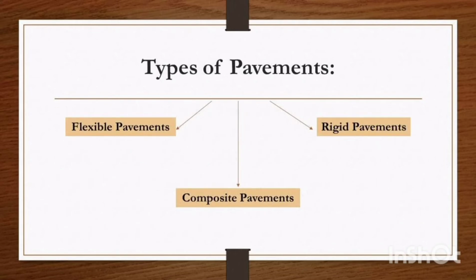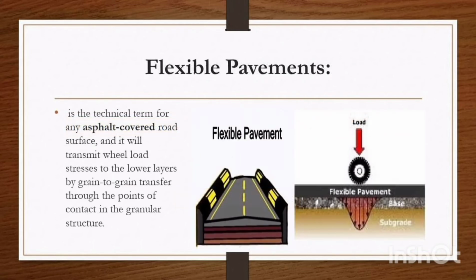The following are the types of pavements. The first one is the flexible pavements, the second one is the rigid pavements, and the last one is the composite pavements. The first type of pavements is the flexible pavements. It is the technical term for any asphalt-covered road surface, and it will transmit wheel load stresses to the lower layers by grain-to-grain transfer through the points of contact in the granular structure.